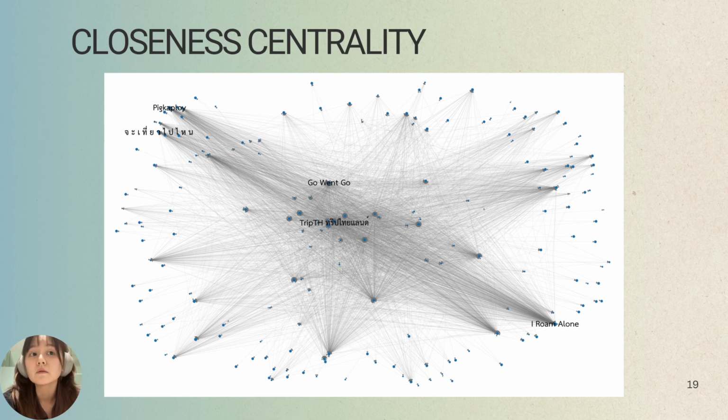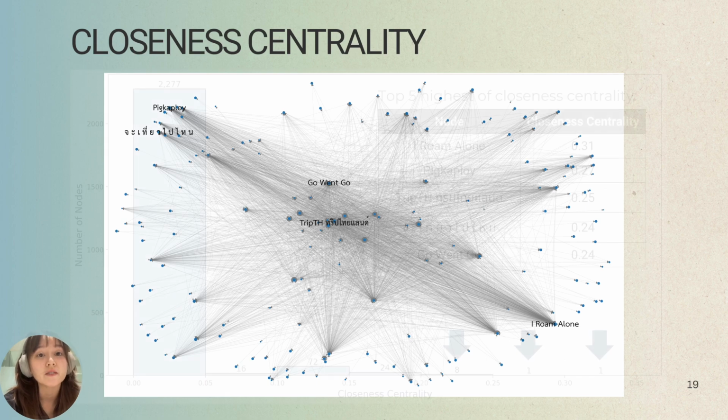So now let's talk about closeness centrality. This centrality is a way of figuring out how quickly a node can reach all other nodes in the network. It's like measuring how close someone is to all other people in the network, which helps them communicate faster and more effectively.